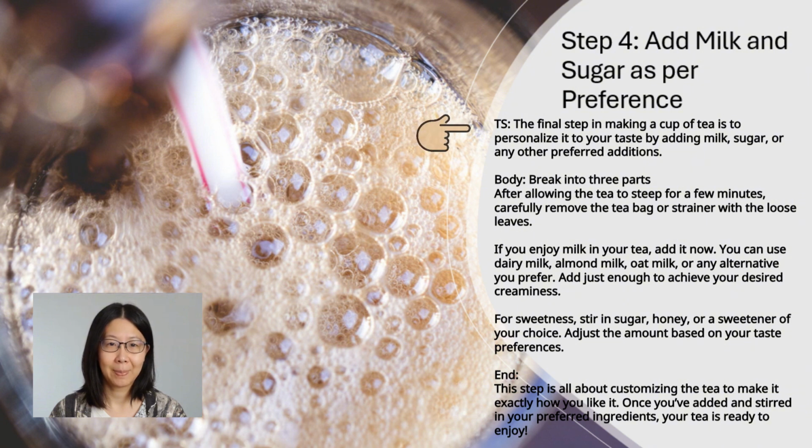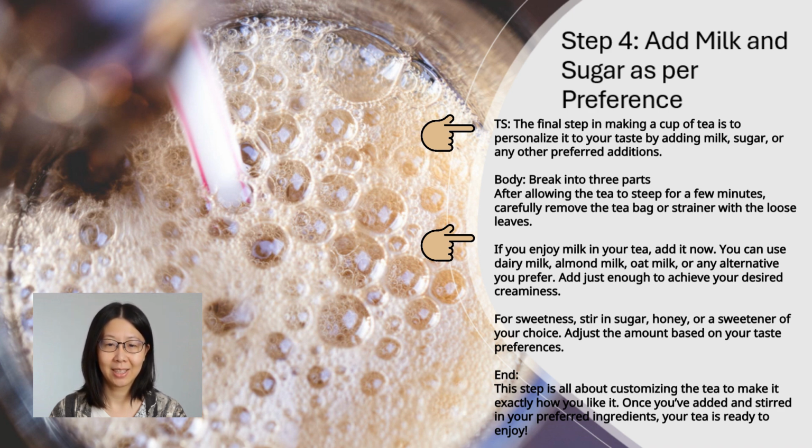The final step in making a cup of tea is to personalize it to your taste by adding milk, sugar, or any other preferred additions. After allowing the tea to steep for a few minutes, carefully remove the tea bag or strainer with the loose leaves. If you enjoy milk in your tea, add it now. You can use dairy milk, almond milk, oat milk, or any alternative you prefer. Add just enough to achieve your desired creaminess.